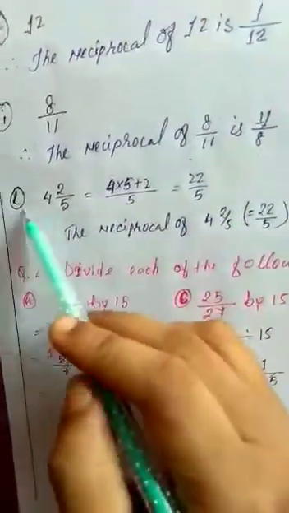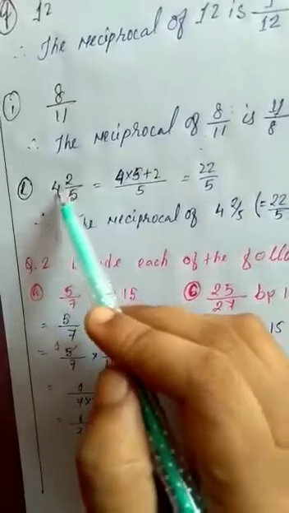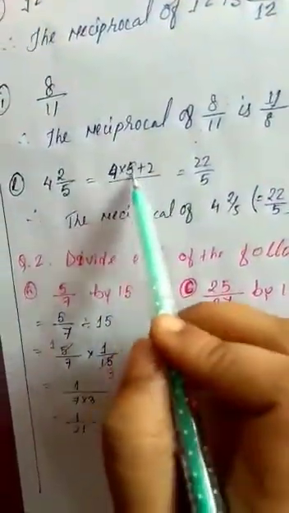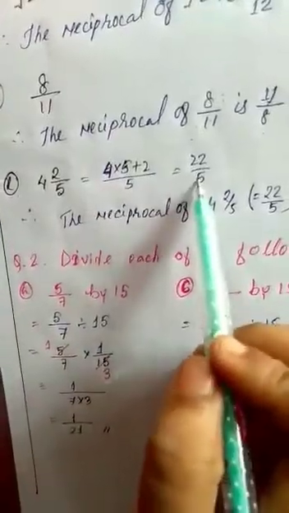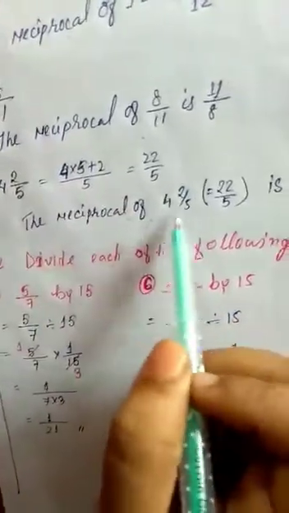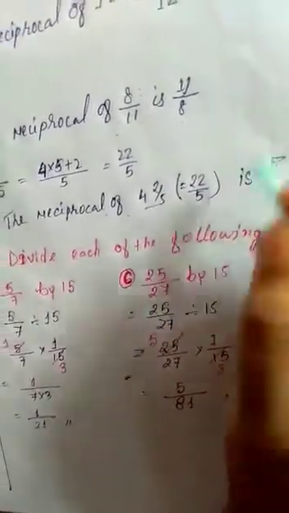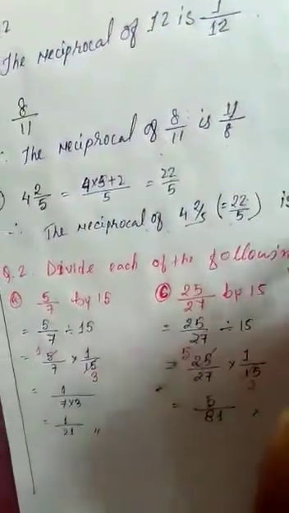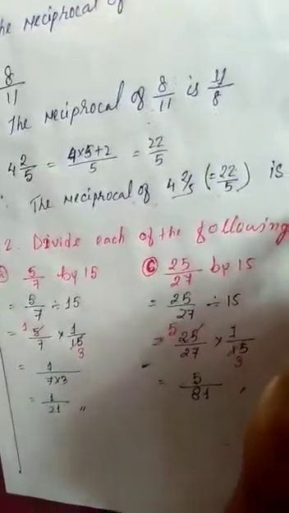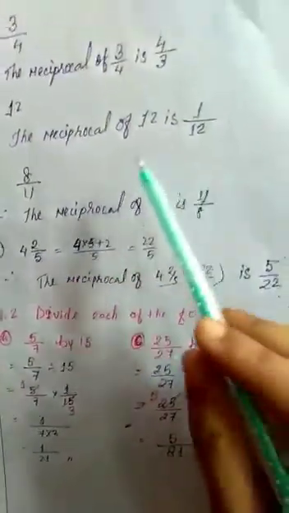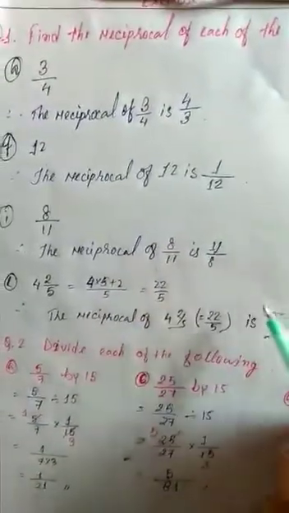All right, and the reciprocal of 4 and 2 by 5 is equal to what? After converting, 4 times 5 plus 2, it's 22 by 5. So the reciprocal of 22 by 5 will be 5 by 22. We just have to interchange: 5 we write up and 22 is down. So this is the result. In the same way, the rest of the sums of reciprocal fractions can be solved by you.